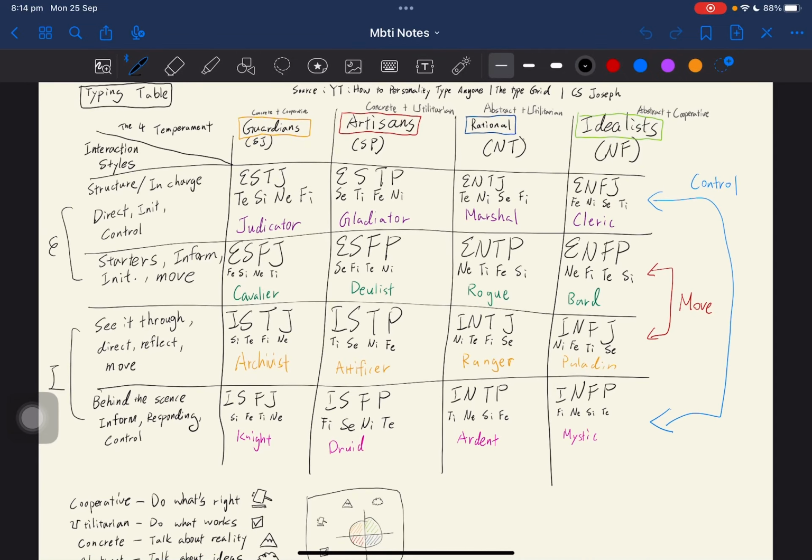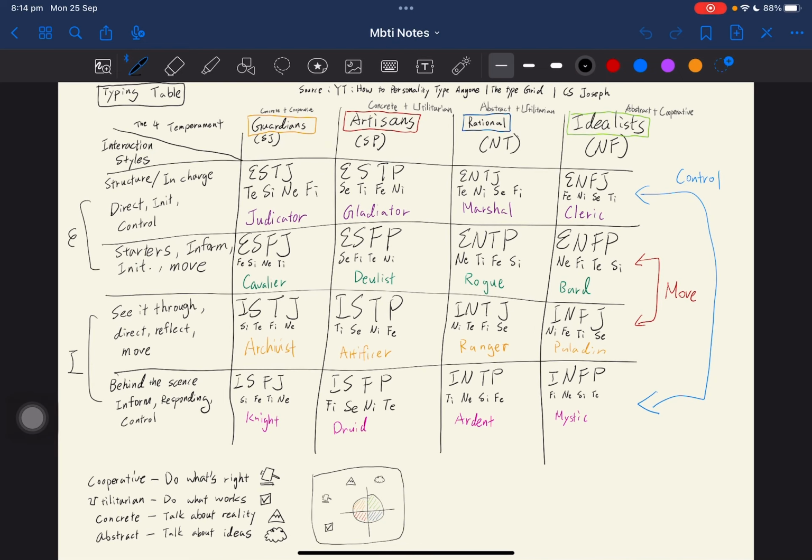There he explained how he types people using the type grid, which is based on the four temperaments from Plato, the guardian, artisan, rational, and idealist, and the four interaction styles that he had identified. By using this approach, he can identify or type anyone using just one type grid. So it is very efficient.